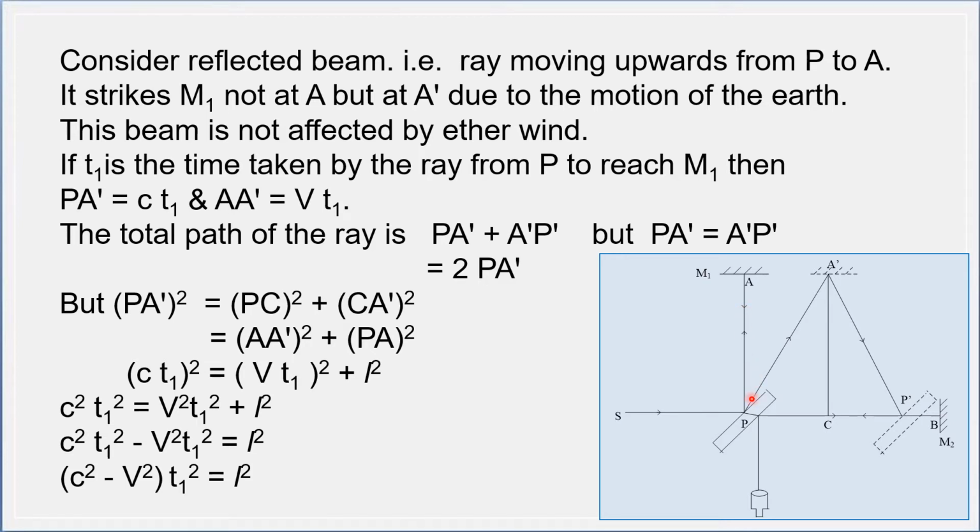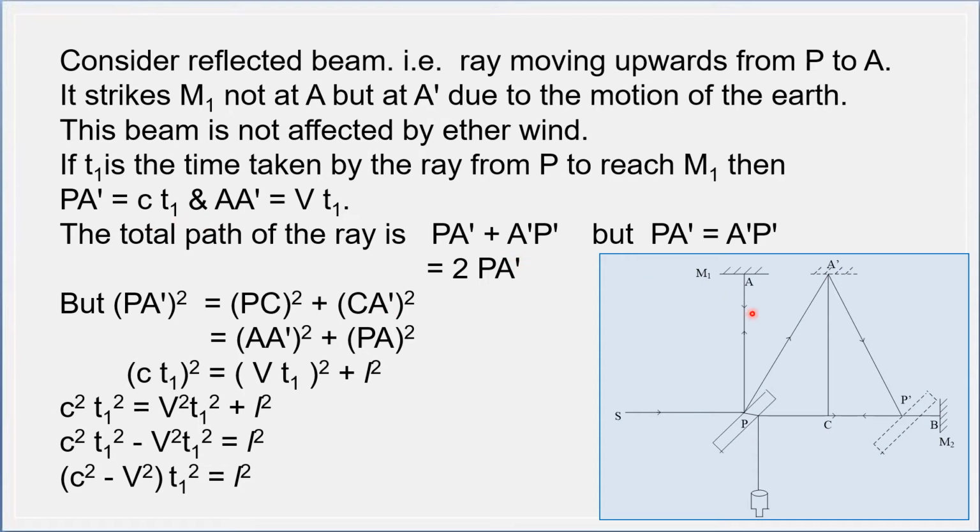So let us say that the time taken to go from P to A dash is T1, and it is moving with velocity c. It is not affected by the ether wind. So it will be c into T1. So P A dash equals c into T1.